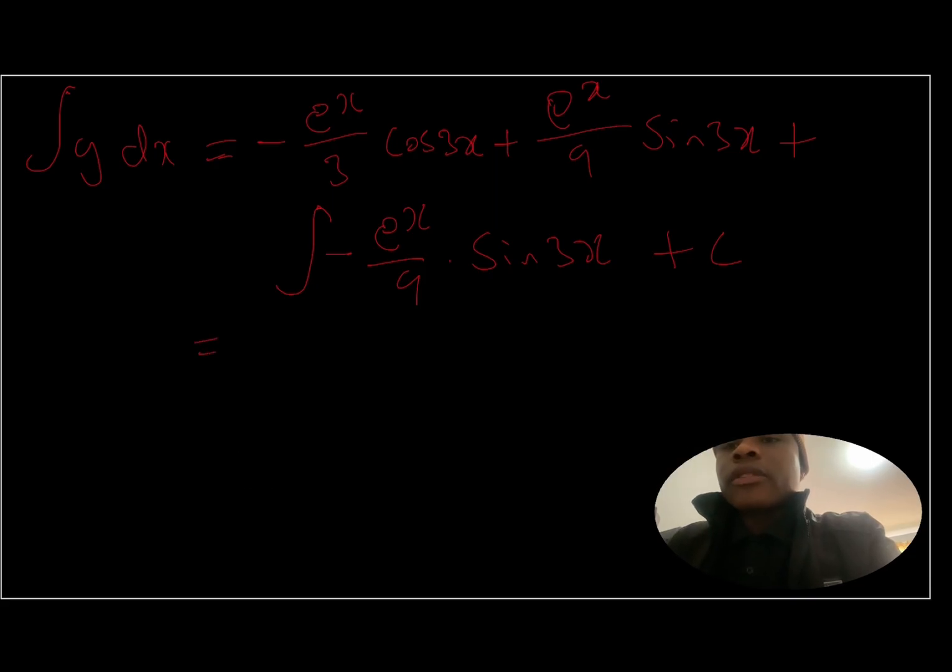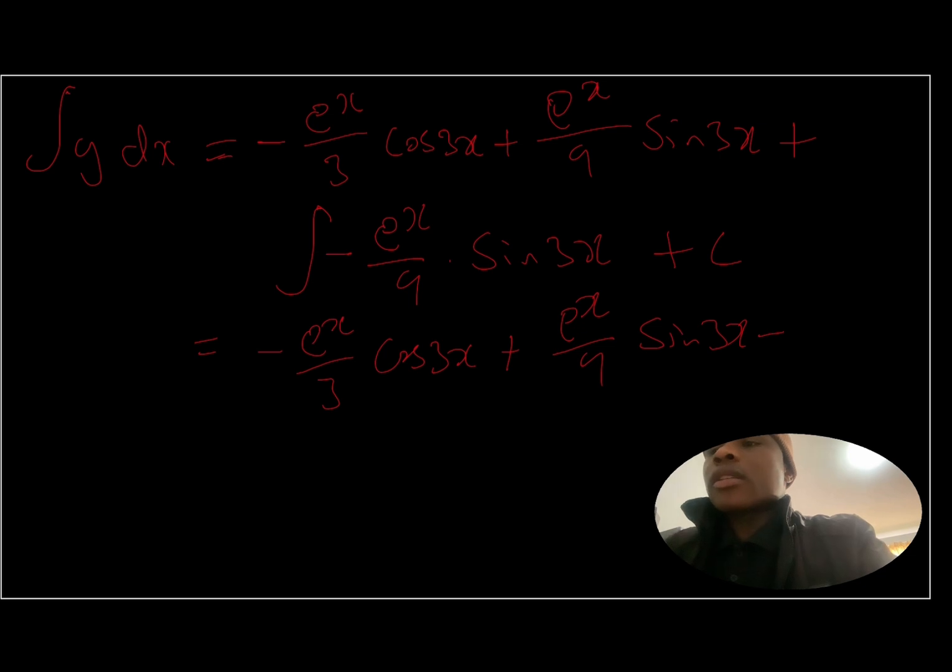It will be something like this: negative x cos 3x plus e^x over 9 sin 3x minus, we're keeping out what? The constant will be minus, and then we're integrating the inside, right? 3x plus c at the end.